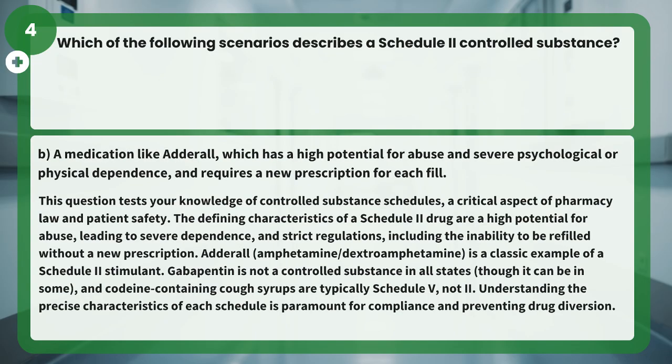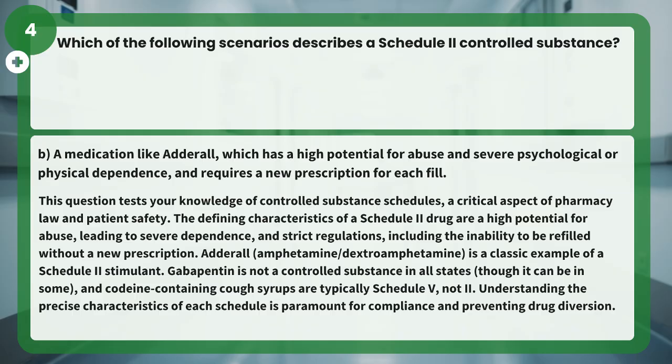Answer: B. A medication like Adderall, which has a high potential for abuse and severe psychological or physical dependence, and requires a new prescription for each fill. This question tests your knowledge of controlled substance schedules, a critical aspect of pharmacy law and patient safety. The defining characteristics of a Schedule II drug are a high potential for abuse, leading to severe dependence, and strict regulations, including the inability to be refilled without a new prescription.